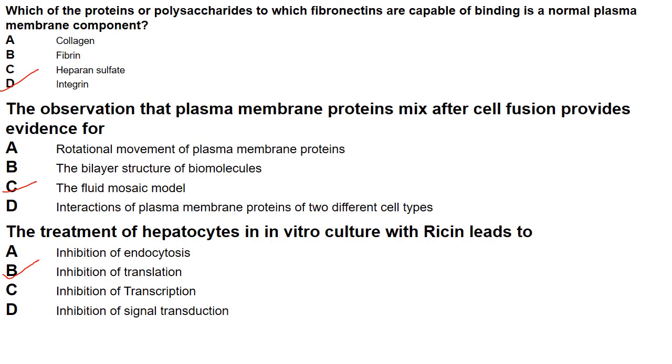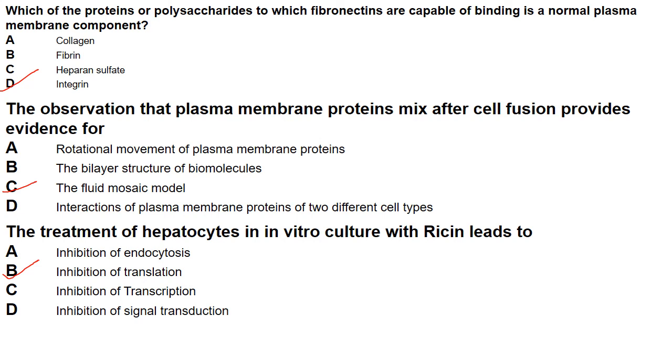Then which of the proteins or polysaccharides to which fibronectins are capable of binding is in a normal plasma membrane component? So it is integrin. Answer is option D. The next one. The observation that plasma membrane protein mix after cell fusion provide evidence for the fluid mosaic model.